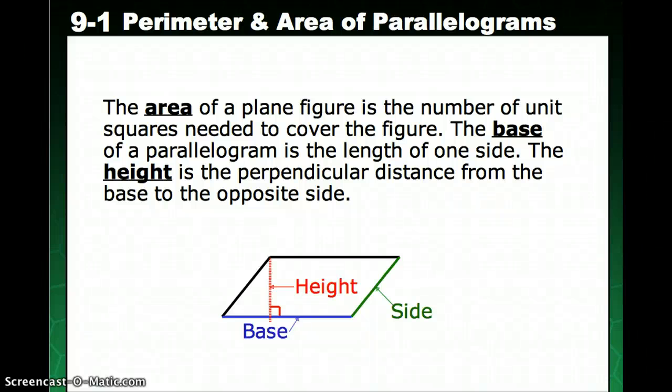Hello class! Today we will add to what we have already learned about parallelograms and their perimeters and learn to find their area and apply it to composite figures. Read the description of area of parallelograms.